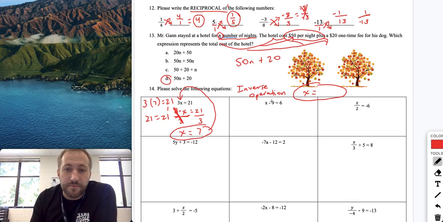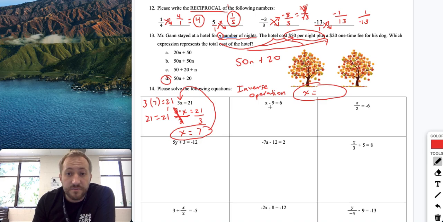Let's look at the next one, x minus 9 equals 6. So I'm going to do the inverse operation to get rid of whatever is around the x. Right now, there's a minus 9, a subtracting 9. To get rid of subtracting 9, I'm going to add 9. This now becomes negative 9 plus 9, which just cancels out, and I'm left with a 0. I'll do the same thing over here.